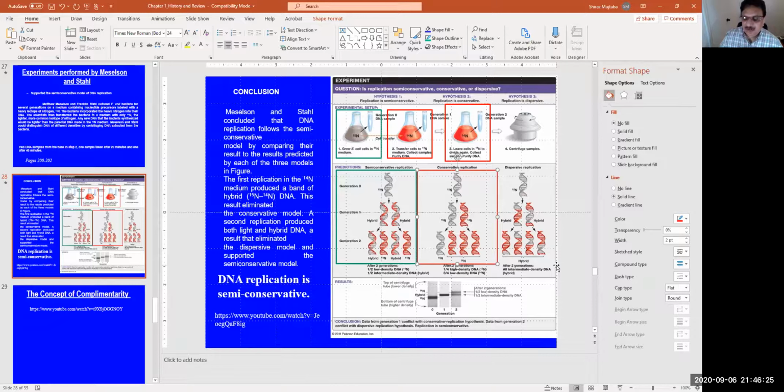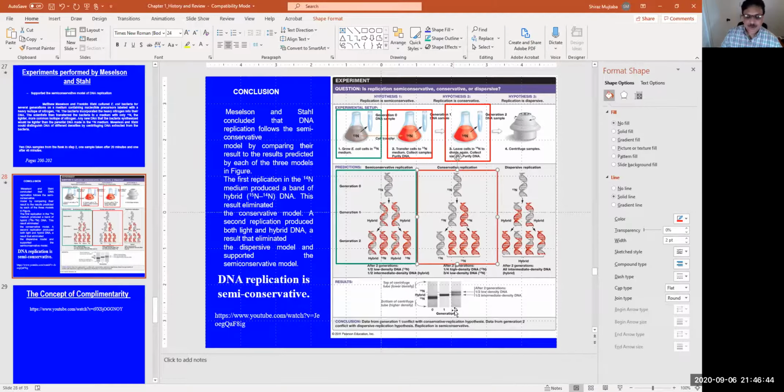So how did the scientists figure it out? Remember, I mentioned to you that N15, which is radioactive, can be quantitated. It could be measured using various physical instruments. It could be calculated.